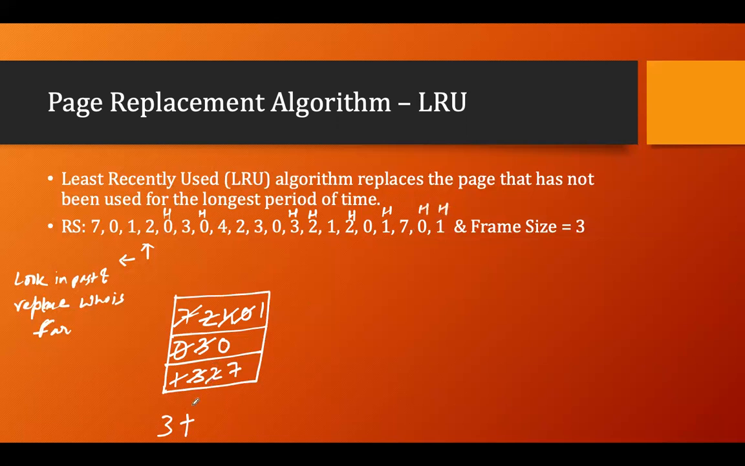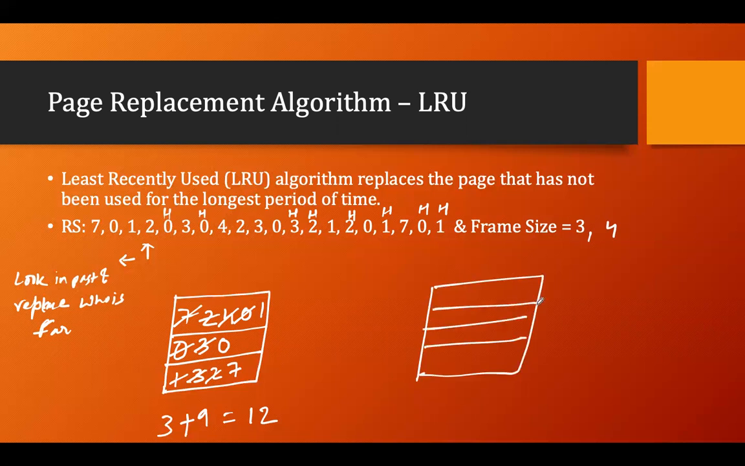So how many page faults? 1, 2, 3, 4, 5, 6, 7, 8, 9. So total page faults are 12, right? Now when we increase the number of frames to 4, you have to calculate the page faults, and the page faults occurring are 8. So you look at how many page faults occur here, and then you can find it out.